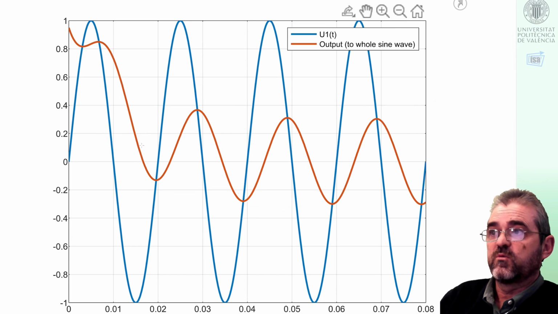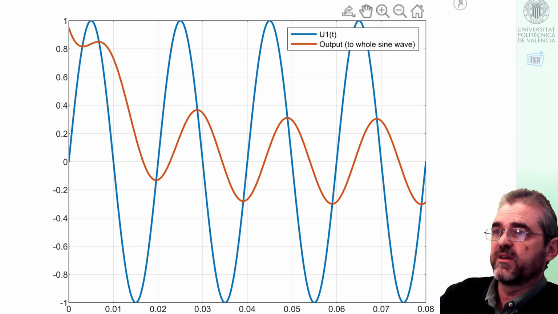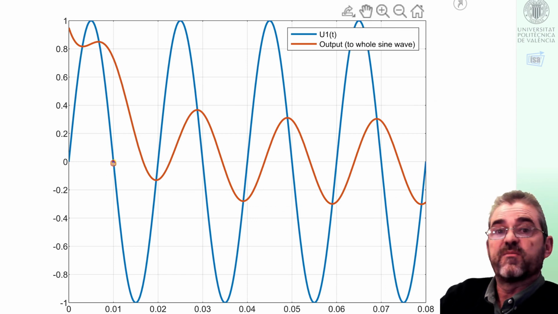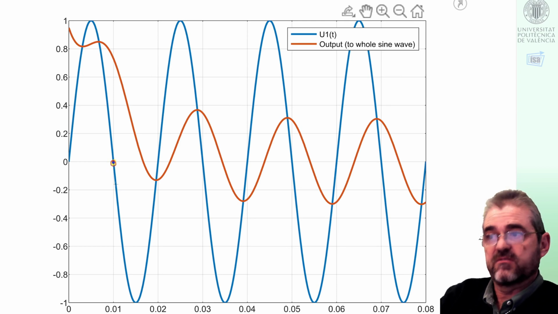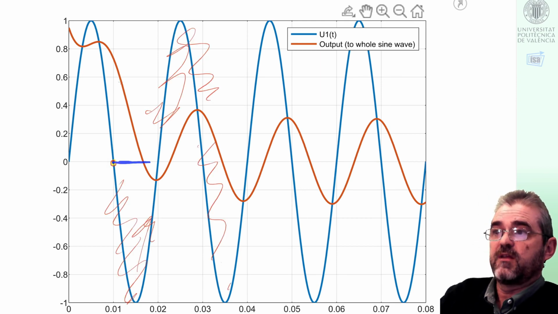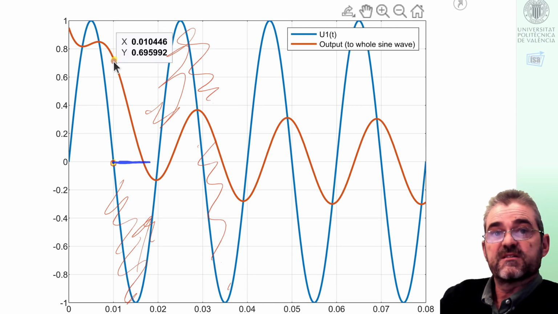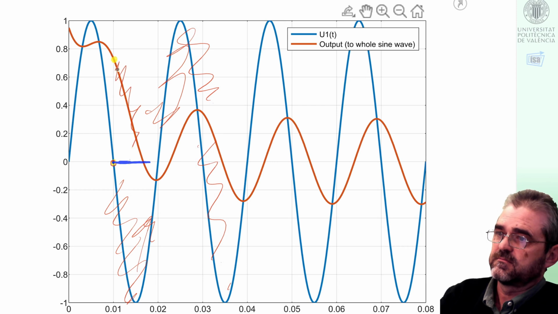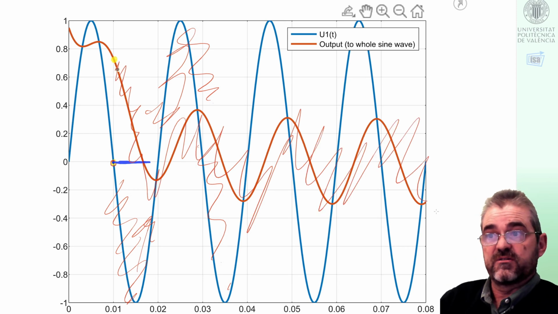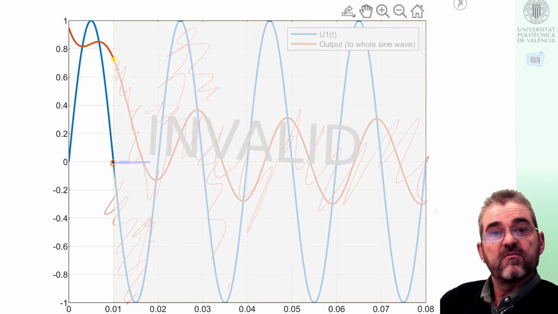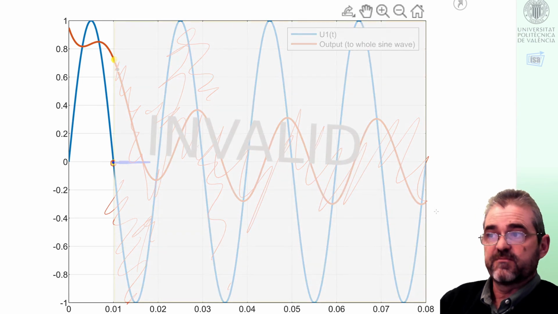So good. What's next? Well, now we realize that from this point onwards, our actual input is not this sinusoid because it is 0. So this is wrong. And of course, this means that from this instant onwards, the output computation is also wrong. So we cannot use that fragment of the response.